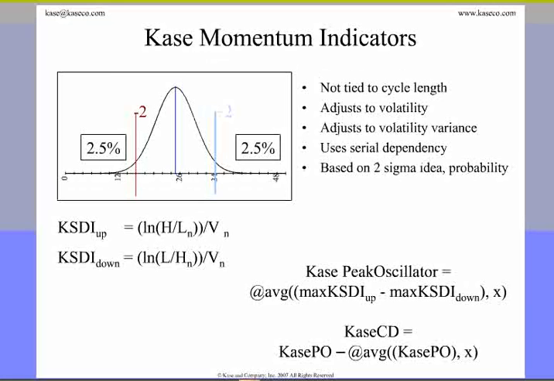Okay, so that said, we have two indices. We call them the Kase serial dependency indices, up and then down. The up index looks at the logarithm of the high today versus the low n days ago. So we're looking at, over n days, how much the market moved up from the low n days ago to the high today, divided by the volatility. What we're really getting is the number of standard deviations, based on volatility, the market has moved.